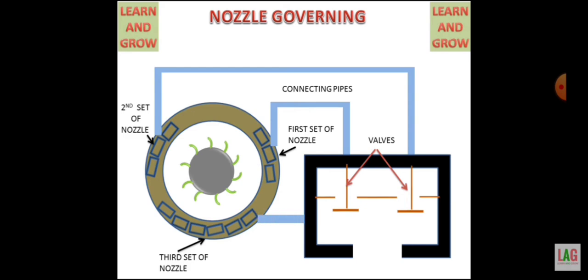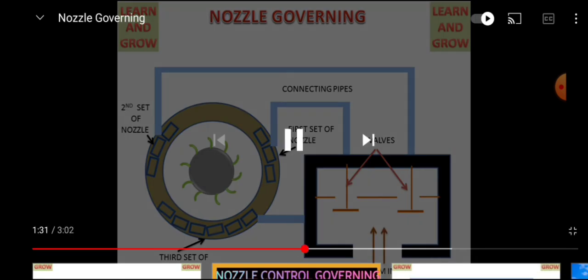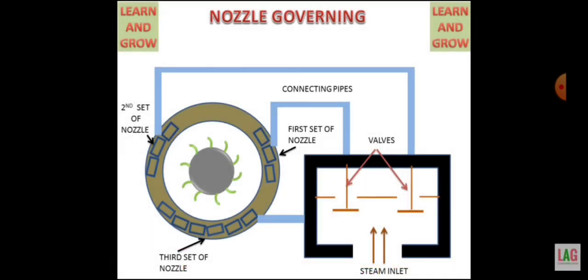Now, what will happen at the starting stage? All the valves are open and steam will go through these three connecting pipes and reach the nozzles, and the impulse turbine will start rotating with all three openings. But in case the load changes, we can open and close these valves according to the requirement.